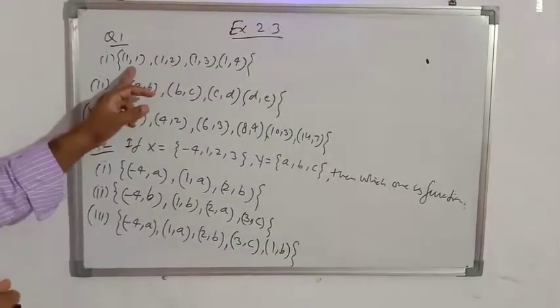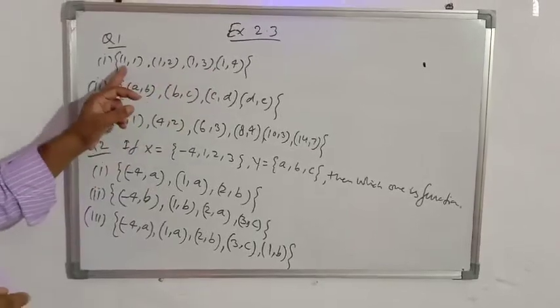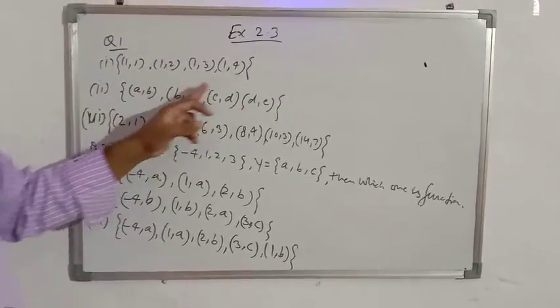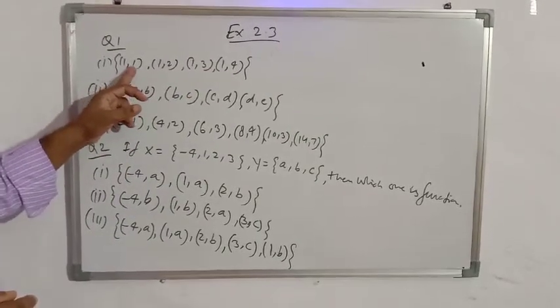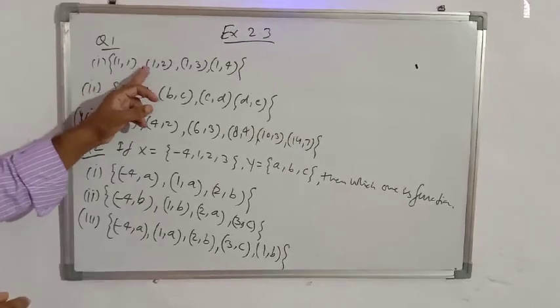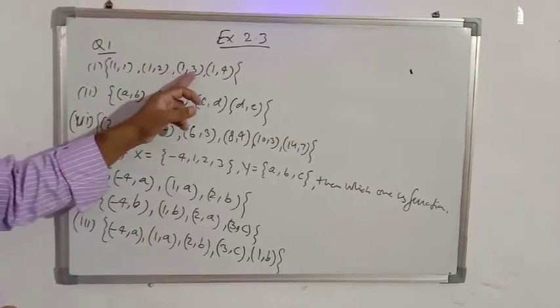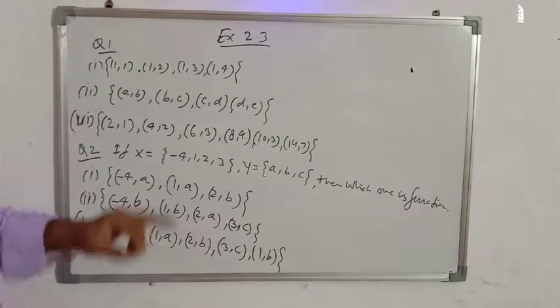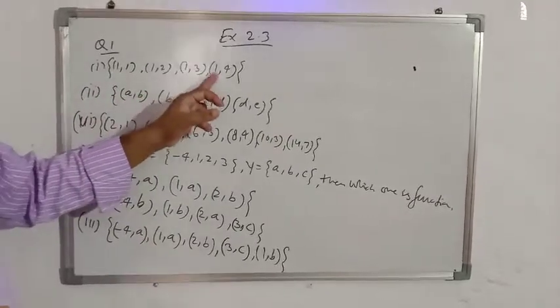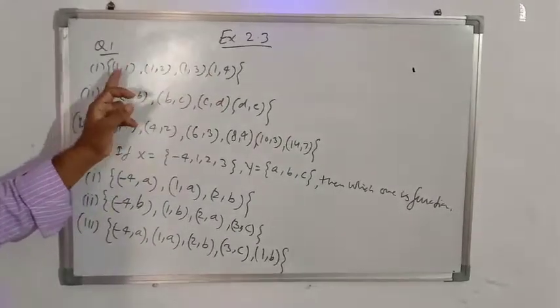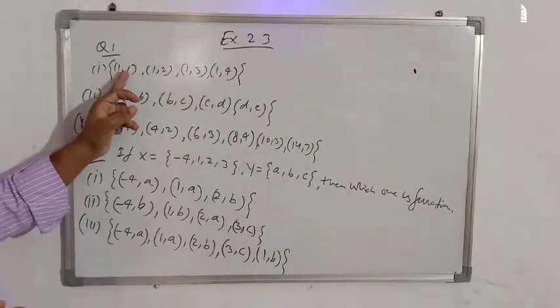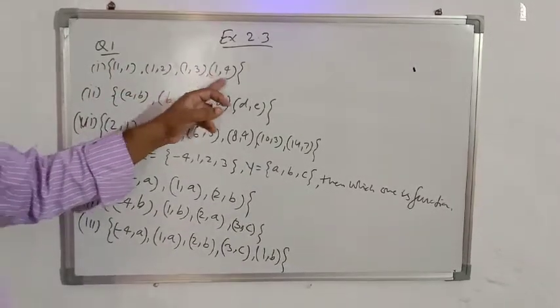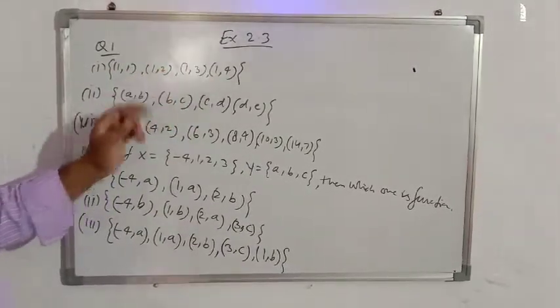It is written in the roster form. So we have to tell whether it is a function or not. So we see that 1 is related to 1, 1 is also related to 2, 1 is related to 3, 1 is related to 4. All the ordered pairs have the same first component. It means one has many images: 1, 2, 3, 4, not a unique image. So it is not a function.